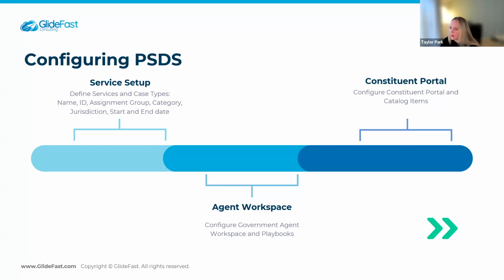And then kind of in tandem along with Agent Workspace is also setting up the constituent portals. So record producers or catalog items, very, very fast to set up. It's very helpful to tie in at least a couple of other self-service options. So be that virtual agent with some topics set up or a knowledge base. Most government agencies obviously aren't doing 24/7 support. So giving a way that you can have 24/7 support through self-service options is really beneficial.